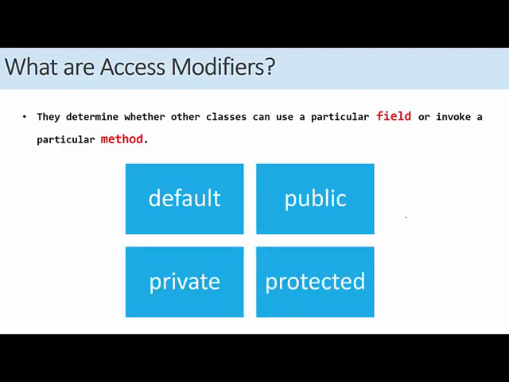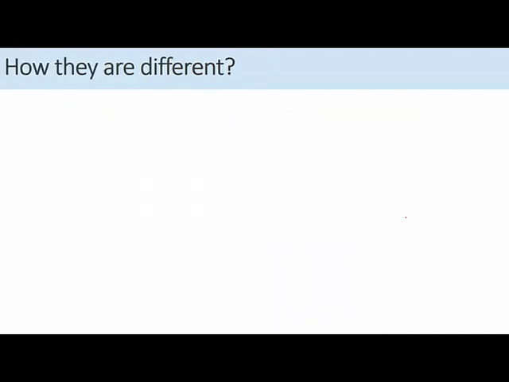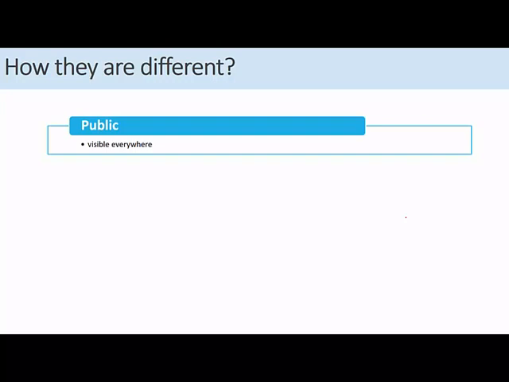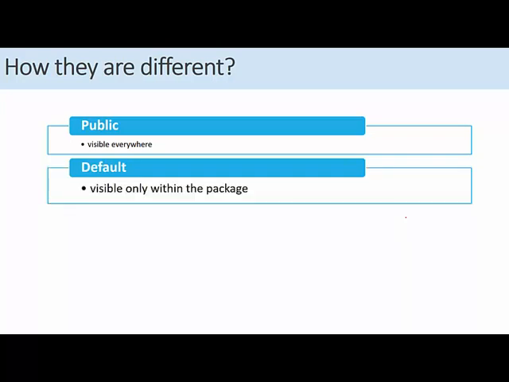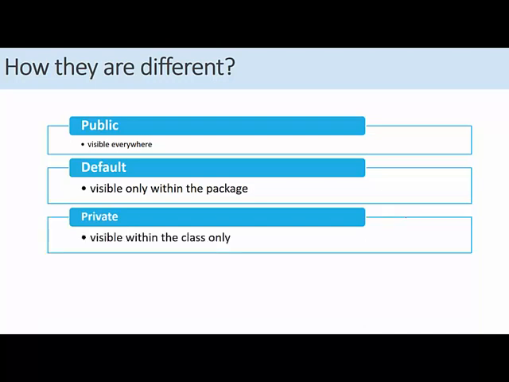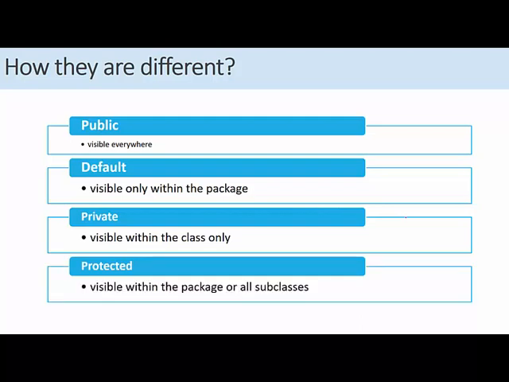So how are they different? If you make a data member or a function public, then it is visible and accessible anywhere in your project. However, the default modifier or no modifier makes it only visible within the package. The third modifier is private. If you make any attribute or method private, then it can only be visible inside the class only. The last one is protected, which makes those attributes or methods visible in the package or the subclasses.